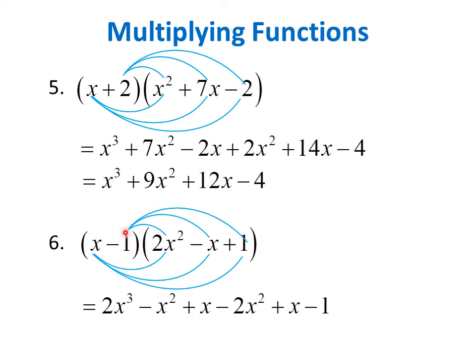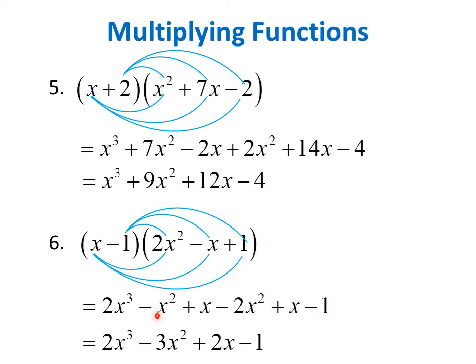The second term of the binomial is negative 1. If we multiply that to each term of the trinomial, what will happen is that the sign of the terms will reverse. So we have negative 1 times 2x squared, that is negative 2x squared. Negative 1 times negative x, that's positive x. Negative 1 times positive 1, that is negative 1.